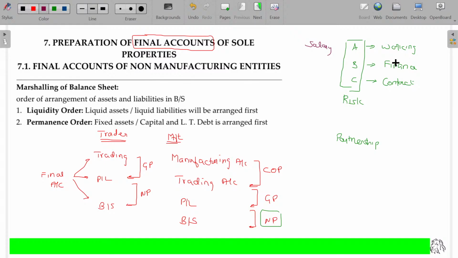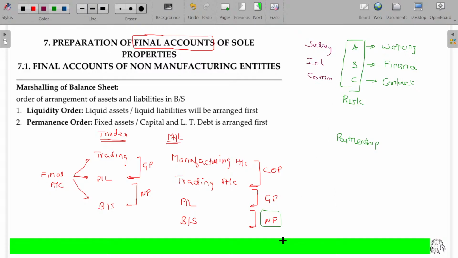B says, I could have invested in the bank, in FD or savings bank, at least I may get some interest. Give me that interest. Okay, I will give interest. And contact: if I show this contact to my competitor business, they will give me commission. Okay, based on the sales volume, 10% or 5% commission may be given. So here, commission.